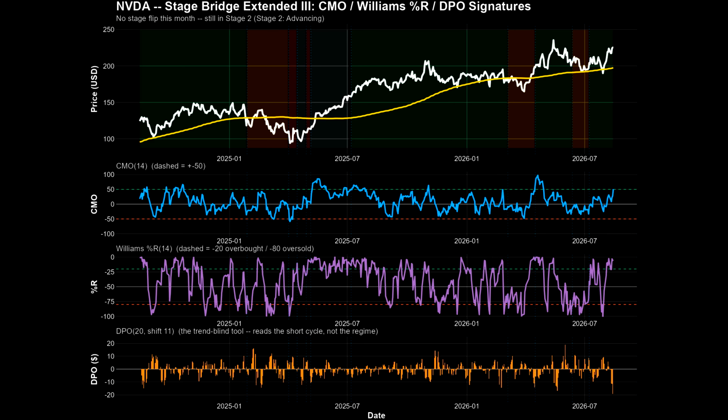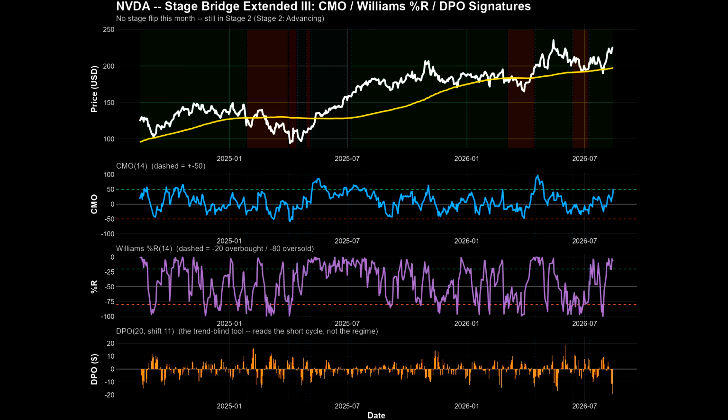DPO sits at the bottom, explicitly labeled as the trend-blind tool. It reads the short cycle, not the regime. Watch the shading flip color as the months advance. Those flips are the actual stage transitions, and the ones worth trusting are the ones where 2 or 3 panels shift in agreement at roughly the same time, not the ones where only the shading moves on its own.